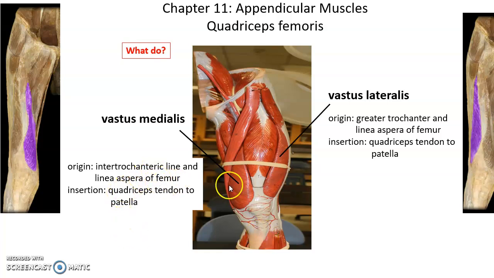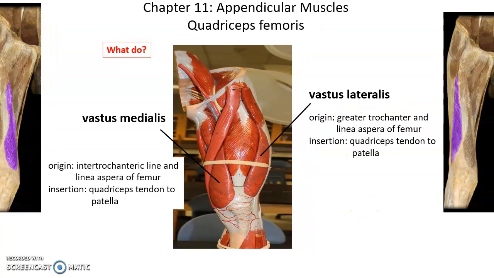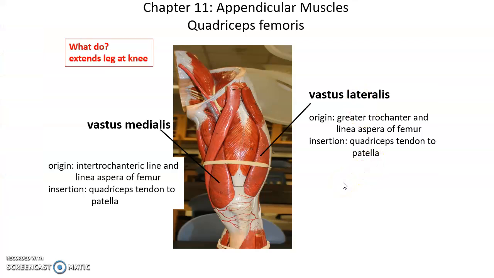And so it only crosses the knee joint. Vastus lateralis, its origin is the greater trochanter and linea aspera of the femur, and inserts into the quadriceps tendon, which leads to the patella, which leads to the tibial tuberosity. And vastus lateralis also only crosses the knee joint. So these two only extend the leg at the knee. They straighten out the knee if it's already bent.